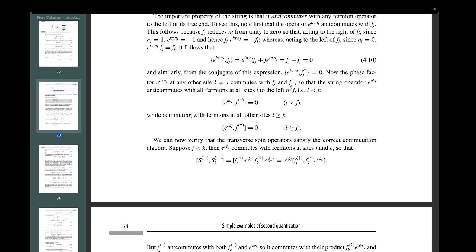Where L is less than J, and now again e raised to power I phi j FL dagger equal to 0 when L is greater than or equal to J. Sorry, this is not an anti-commutation relation, this is a commutation relation.